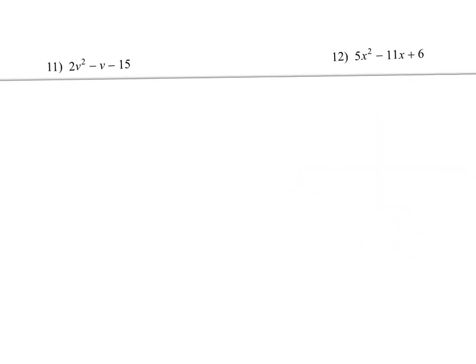I'm done. All right, next up here, number 12. So first of all, again, check GCF, but I don't see one. There's no number those can all divide by. So I'll do my x again, and we'll do a times c up top, which is 30, and then b on bottom, which is negative 11. And so now I'll think of two numbers that multiply to 30 and add to negative 11.